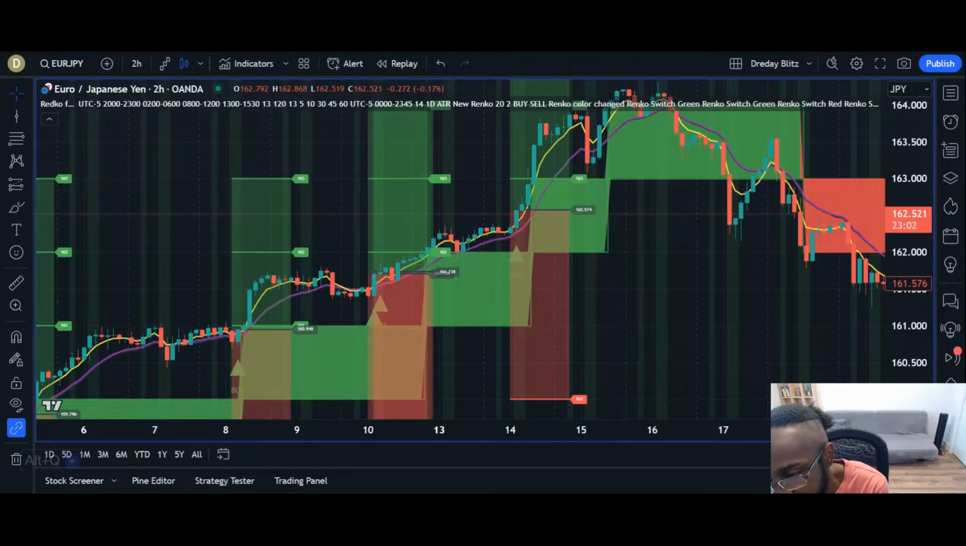And then lastly, the Renko bar time frame will always be times 4 the options that you have on TradingView. Meaning that if you have 15 minutes for your time frame, your Renko bar should be 1 hour. So it's really simple to understand.